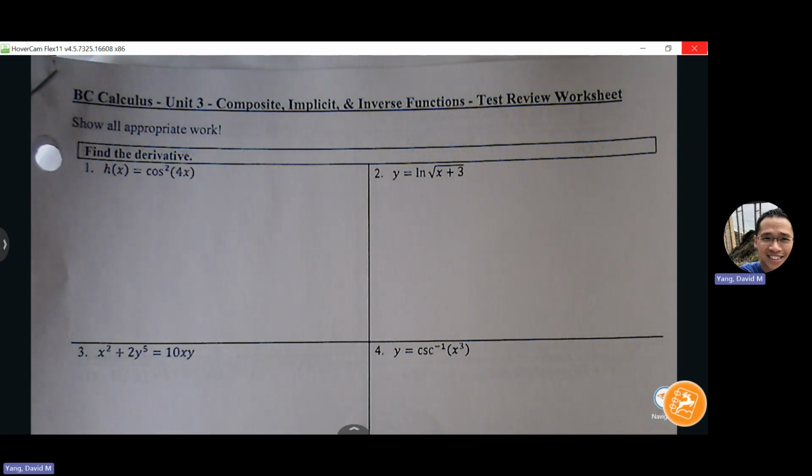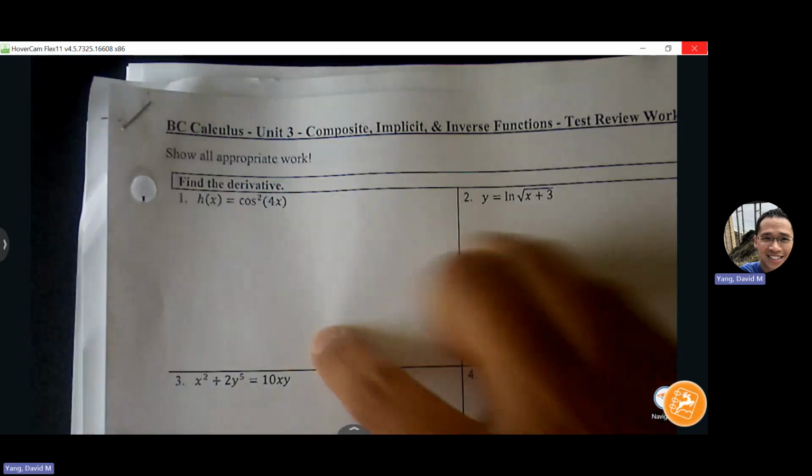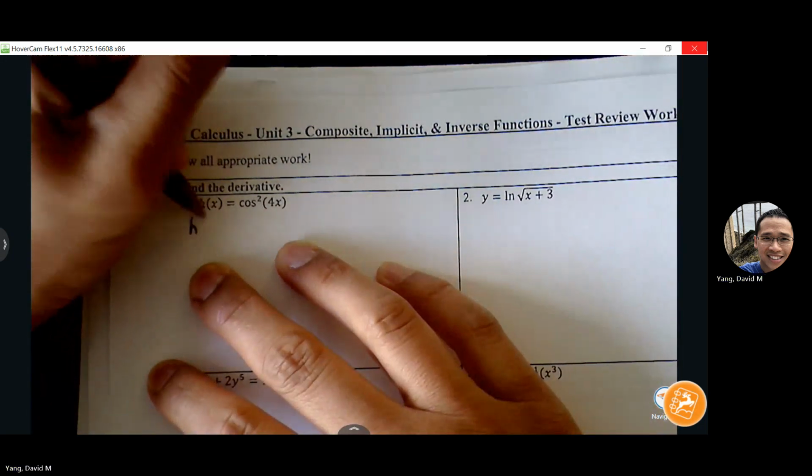h of x equals cosine squared 4x. What stands out here? What rule do we have to involve? Chain rule. There's definitely outside, inside, but what helps us visually see things a little better here? You don't have to do it, but it is so much cleaner to see what's involved if you can bring that exponent out. So let that be your first step, and then identify your outside, inside, and go from there.